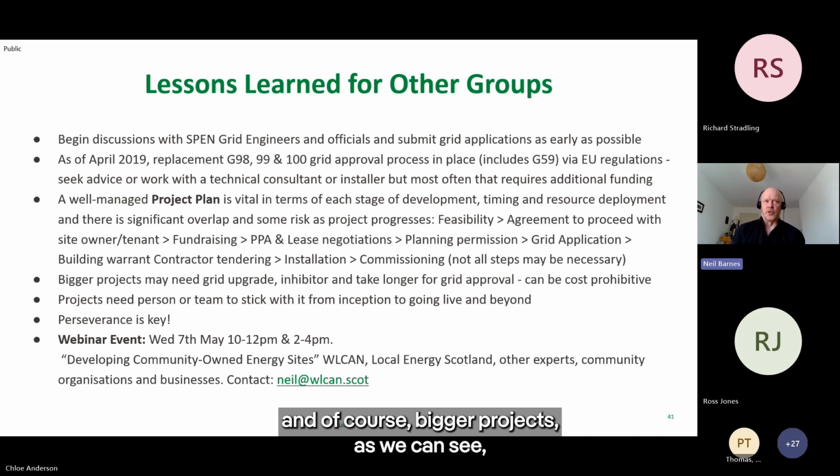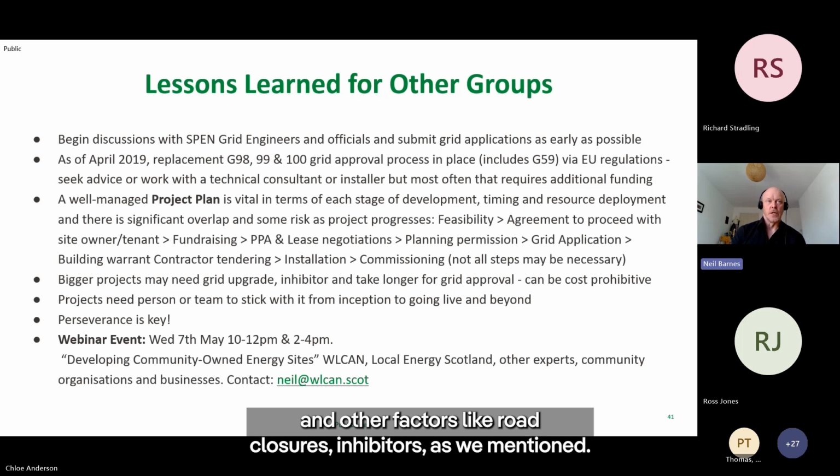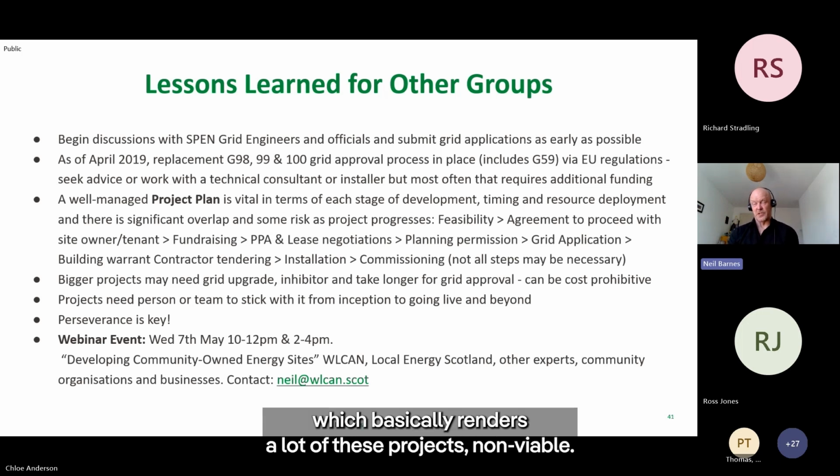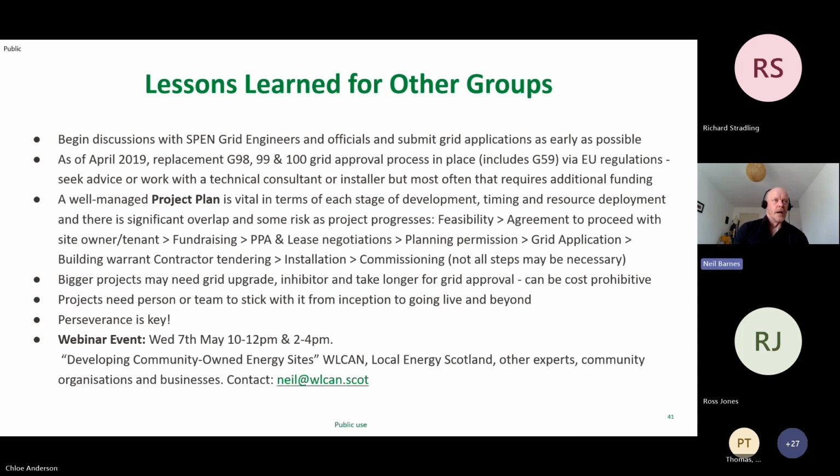And of course, bigger projects, as we can see, may require a lot more time, a lot more input, and other factors like road closures, inhibitors, as we mentioned, and often the grid connection can be cost prohibitive, which basically renders a lot of these projects non-viable.